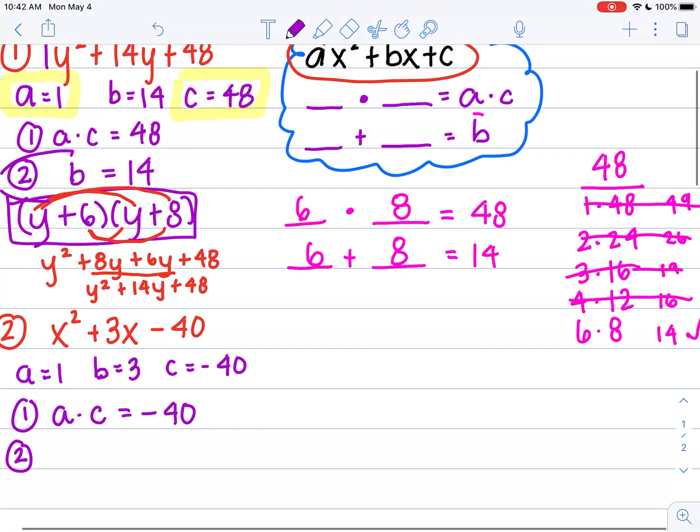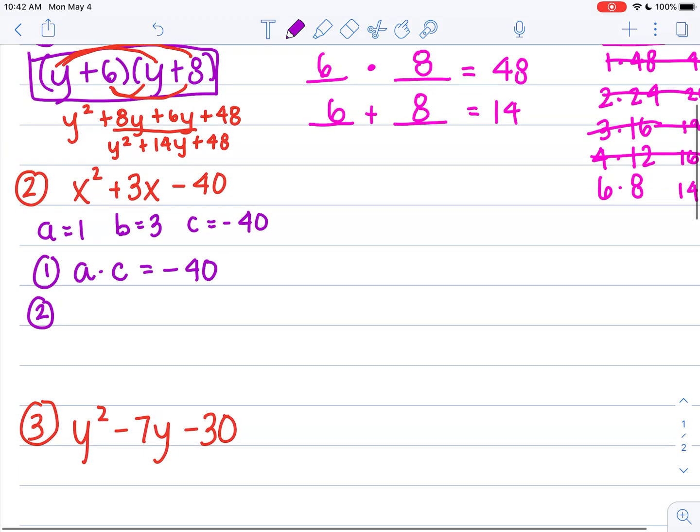Okay, now my second step that we did up here, we found out what b was, so b was 14 here, right? We don't have to do anything with it, we just write it down. B is 3 in this case.